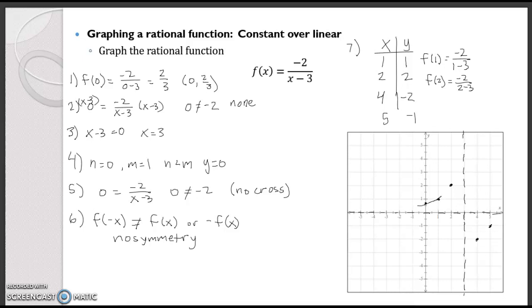So I end up going up, and this approaches 0, like this. And then on this side, as my x approaches 3 from the right-hand side, my y's are going to go down to negative infinity. I'm going to go up towards the y-intercept like that. There's graphing rational functions, one type.